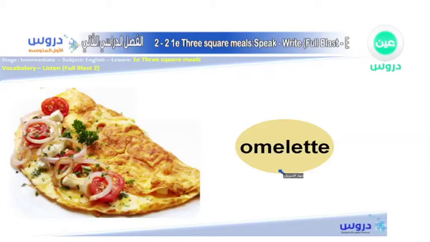Again, omelette. One last time, omelette. Omelette consists of what? Well, that's right. It consists of eggs. And sometimes you have some vegetables with it. For example, as you can see here, some tomato and some onions.